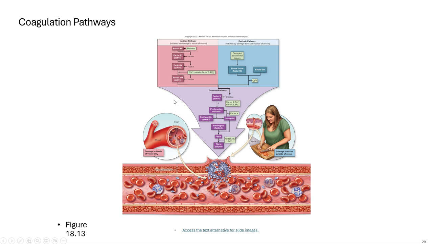Okay, so let's stop here, and then we'll pick up with our last part, talking about a few additional things related to coagulation.